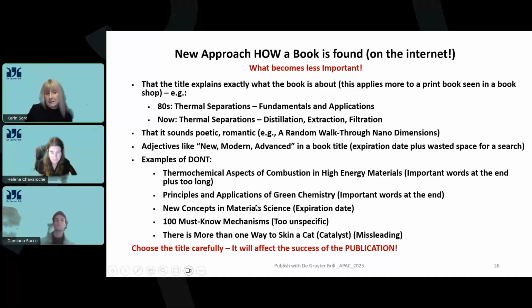Or New Concepts in Material Science. Again, we have an expiration date. So new is no longer new in 3 years. Or another suggestion for a very successful book of ours was 100 Must-Know Mechanisms. Too unspecific. What mechanisms? Or another proposal was There Is More Than One Way to Skin a Cat, whereas cat stands for catalyst. This is misleading. It probably ends up in zoology. So choose the title carefully for books and for journals. They will affect the success of your publication.